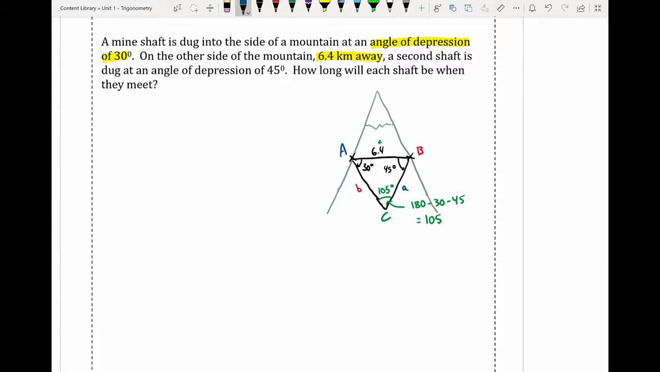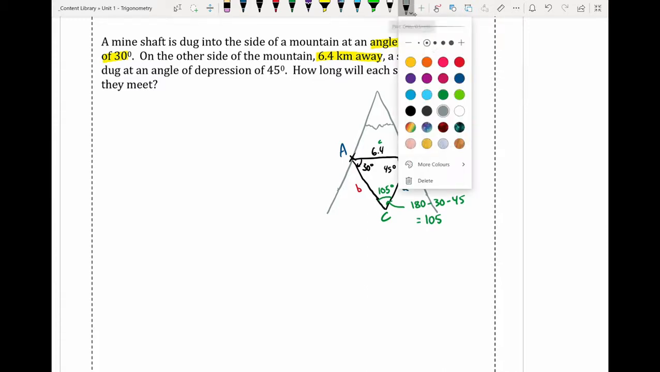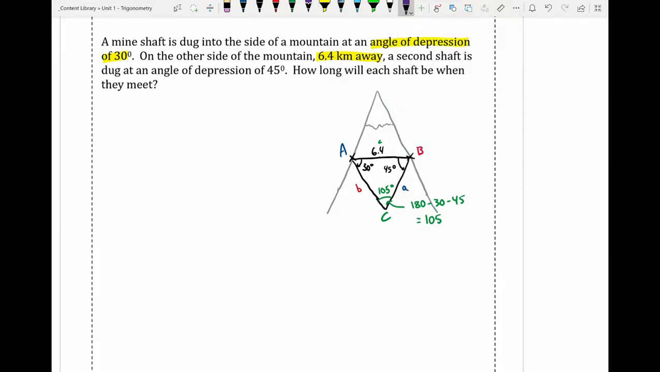And in order for us to use sine law, we have to make sure that we have a full pair and a half pair. I can see a full pair here because I have my angle and my side. I then have two half pairs, color coordinated, one red. So I have the angle of 45 and side. Then I have another half pair over here, the angle of 30 and the missing side. So I have enough information to use the sine law.